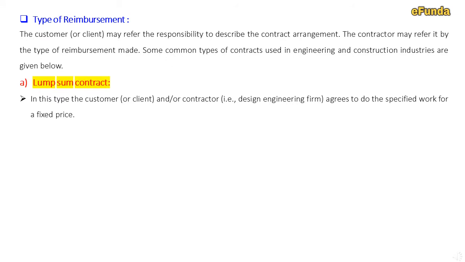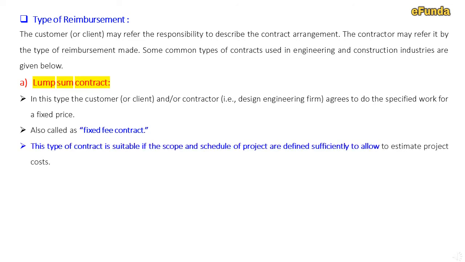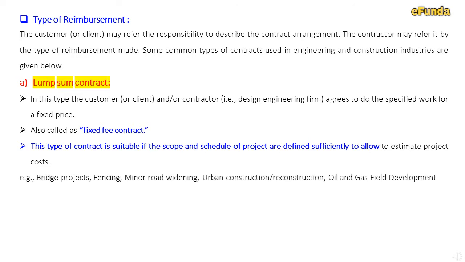In this type of contract, the customer and the contractor agree to perform the specified work for a fixed price, also called a fixed fee contract. This type of contract is suitable if the scope and schedule of the project are defined sufficiently to allow the contractor to estimate the project cost. A few examples of such type of contracts are bridge project, fencing, minor road widening, urban construction, reconstruction, oil and gas field development.